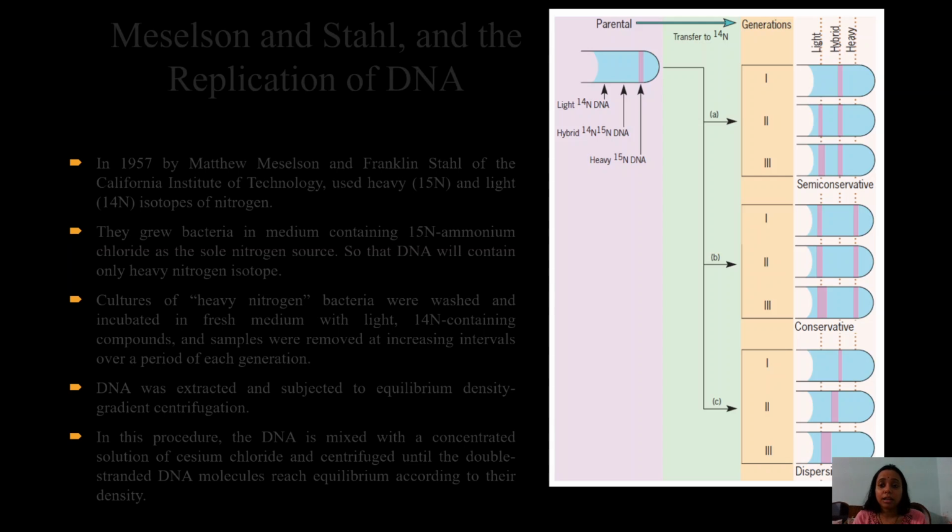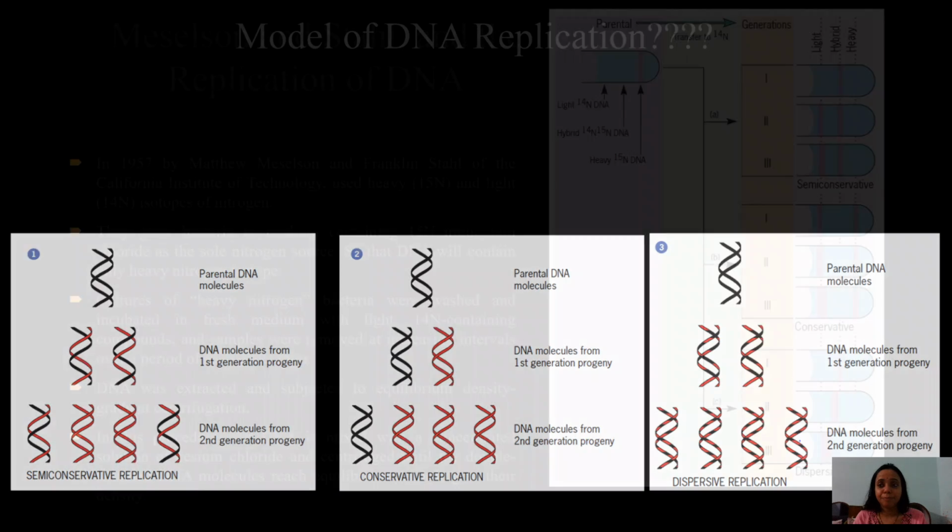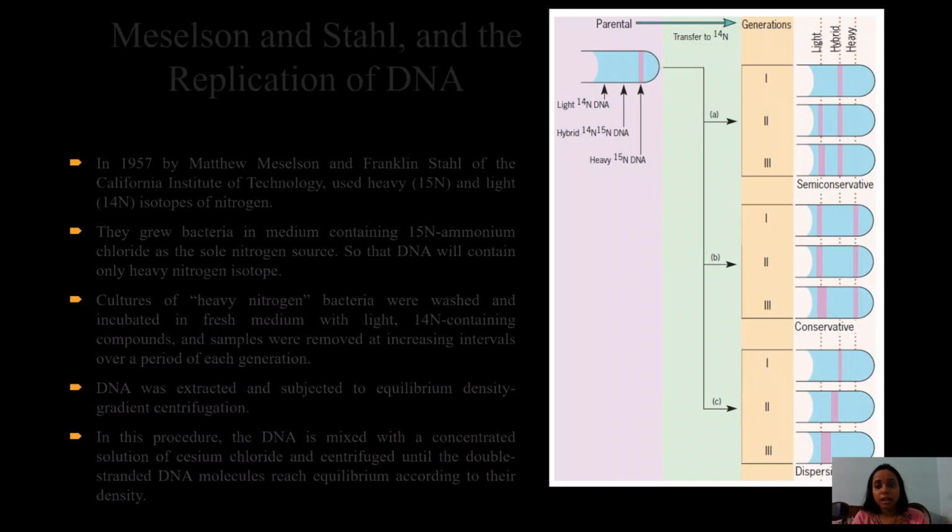Now in the third generation, in the conservative model, the person will be getting only 15N and 14N bands, not the hybrid one. Why so? Because if you remember, there will be only two kinds of DNA molecule, entirely 15N or entirely 14N. That's why the two different bands correspond to these ones. Next to this, there will be more of the 14N DNA in the next successive generations, because 14N double-stranded DNA will be more and more in the generations.